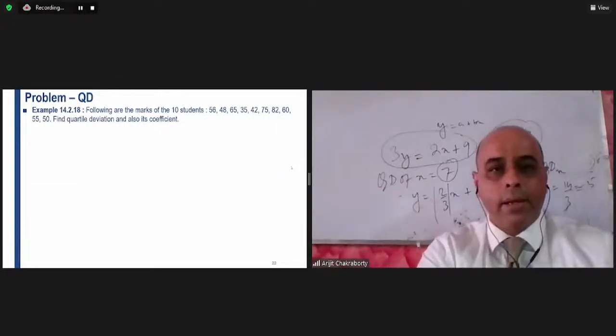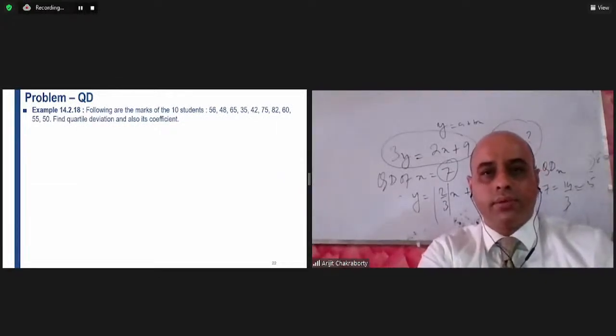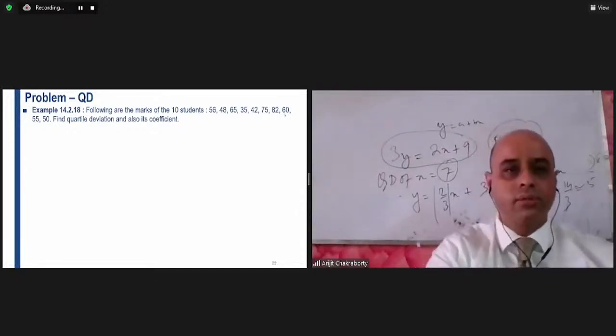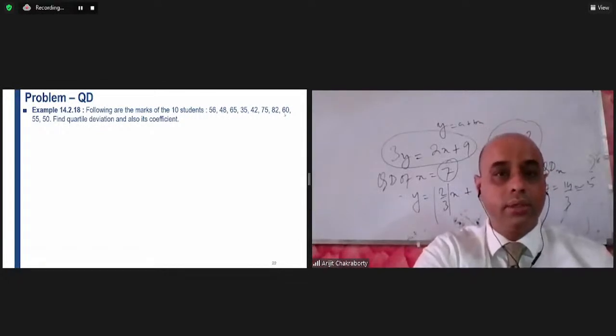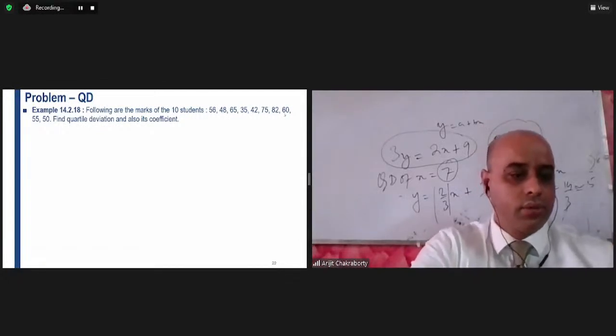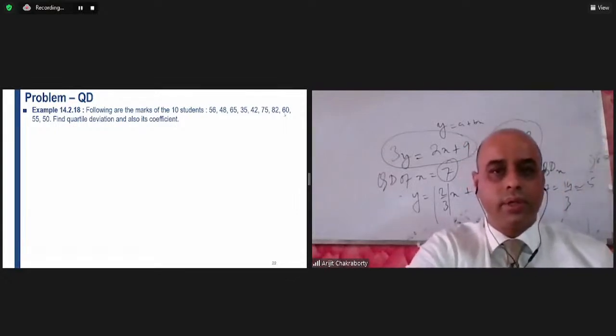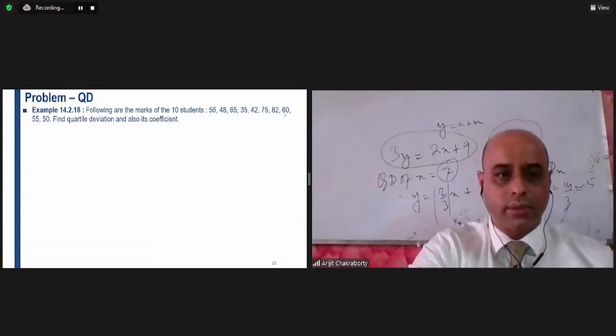Okay. So let us take this question from the study material of our institute and try to solve it. Following are the marks of 10 students. We have to find QD and the coefficient of QD. If you look at the question, there are 10 students, and we have to find the quartile deviation.